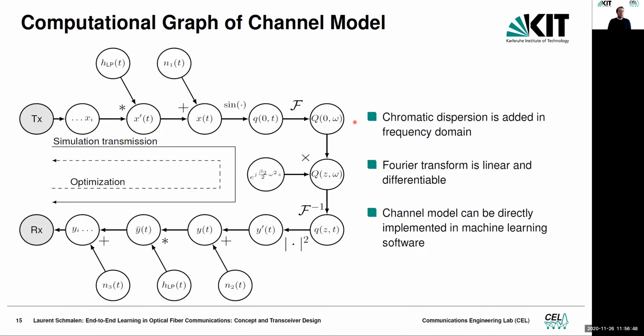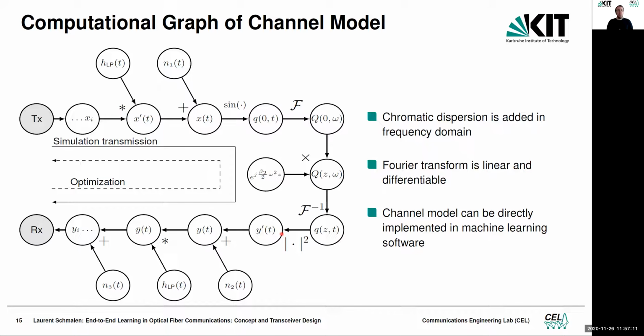So here's the computational graph of the model. You see everything is pretty simple. You have convolutions, which are differentiable. The Fourier transform is just a linear operation, effectively a matrix multiplication, so it's differentiable. And square law is also differentiable. So everything is differentiable, and you can use this computational graph inside the optimization.